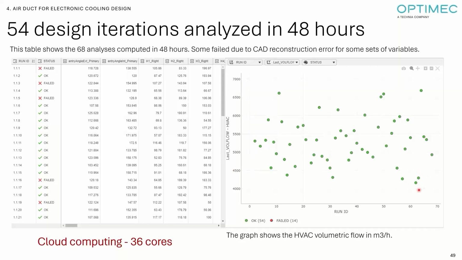The most obstructive design was generating a flow out of the HVAC of slightly above 4,000 meter cube per hour. But the least obstructive design was generating flow up to nearly 6,700 meter cube per hour. So it's not double, but it's a big improvement. So that shows that the flow is very sensitive to the design of the air duct.